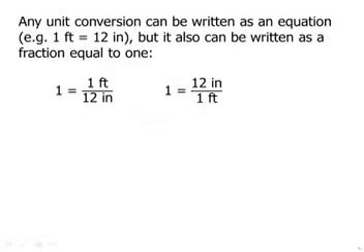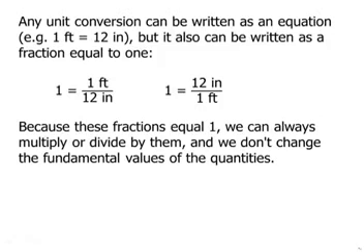Any unit conversion can be written as an equation, but it can also be written as a fraction equal to 1. So we can say 1 equals 1 foot over 12 inches, or 1 equals 12 inches over 1 foot. You see, that's awfully useful. If we have something equal to 1, that means we can always multiply or divide by that, and we don't change the fundamental values. So much in the same way, you can always multiply a fraction, say, by something like 7 over 7. That doesn't change the value of the fraction because you're really multiplying by 1.